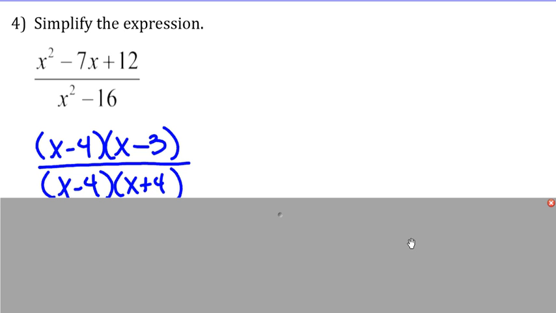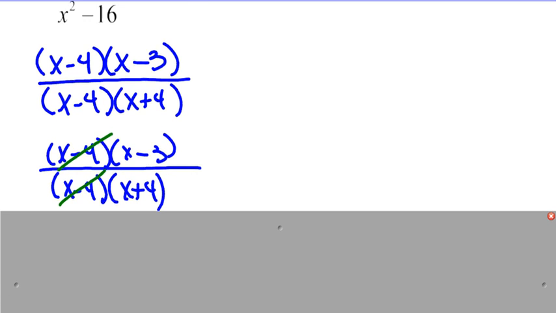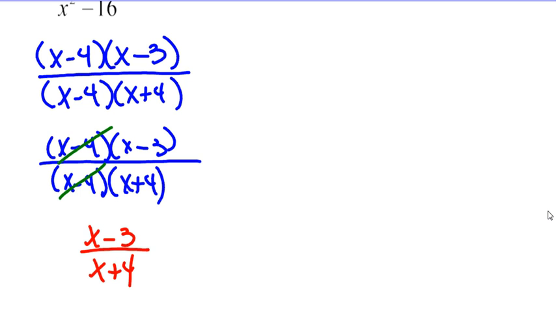By looking at the factors, we want to see, is there a greatest common factor that we can divide out from both the numerator and the denominator? Again, they have to be exact matches. Well, we could see they both have an x minus 4, so if I divide that out, we'd be left with x minus 3 over x plus 4. So our simplified rational function would be just that, x minus 3 divided by x plus 4.